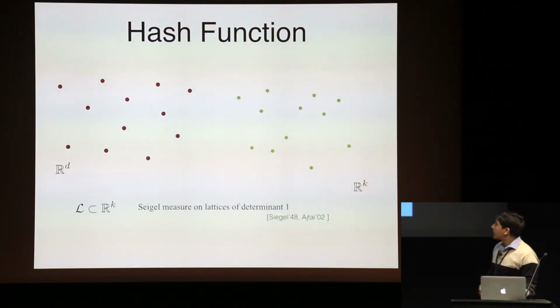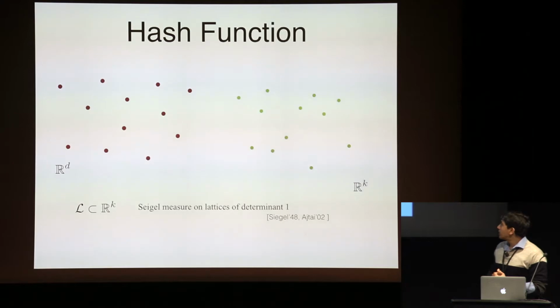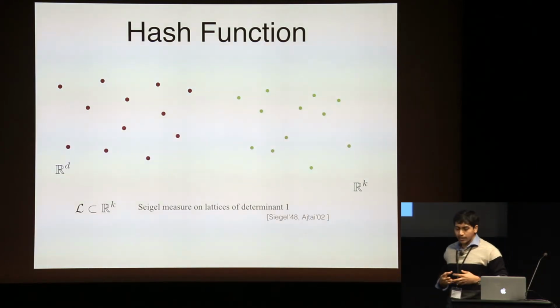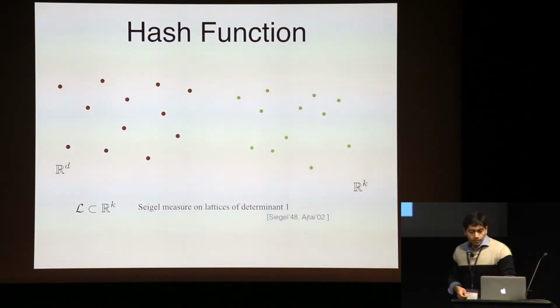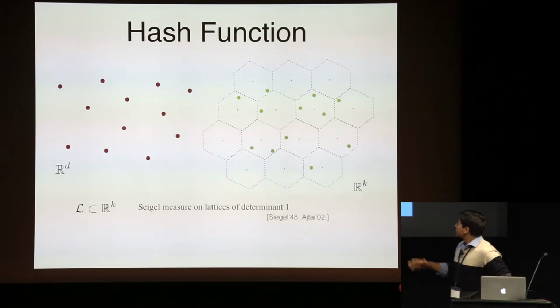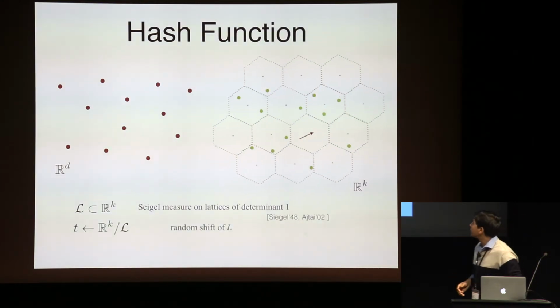Now you pick a random lattice of determinant 1 from the Siegel measure. This was an invariant measure, the existence of which was shown by Siegel in '48, and later Aitai gave a sampling algorithm to sample a lattice from this measure. So we pick a random lattice from the Siegel measure. It is a measure on lattices of determinant 1. You pick one of these lattices and now just do a random shift of it.